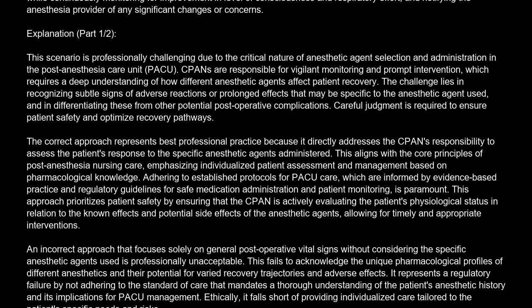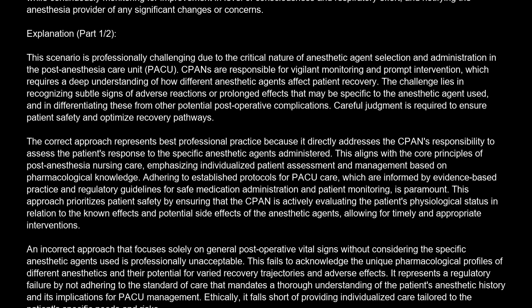The correct answer is A. Assess the patient's respiratory rate, depth, and oxygen saturation, and administer supplemental oxygen as prescribed, while continuously monitoring for improvement in level of consciousness and respiratory effort, and notifying the anesthesia provider of any significant changes or concerns.